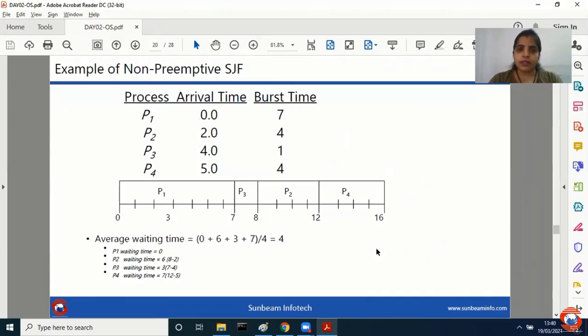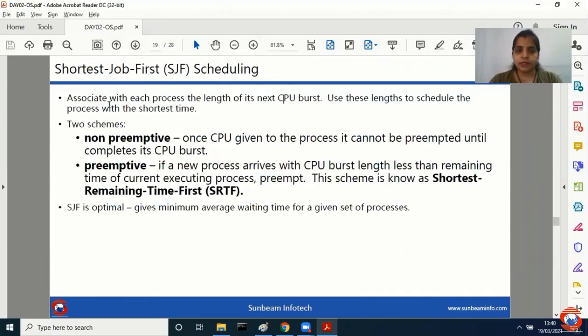Shortest job first is basically associated with each process, the length of its next CPU burst. It uses the length to schedule the process with the shortest time slot. So there are two categories. One is non-preemptive, another is preemptive.